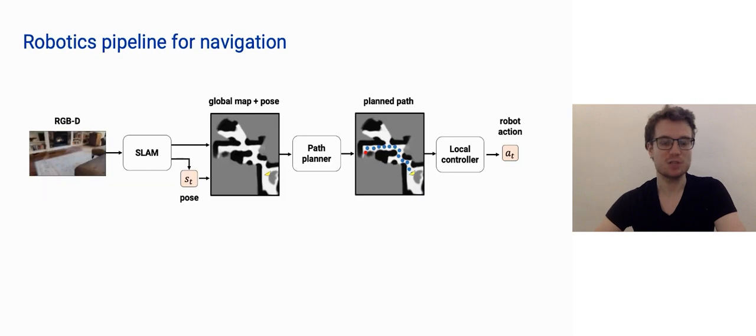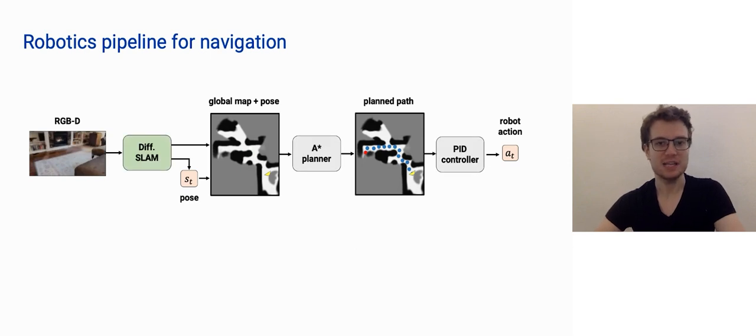Navigation has been studied for a long time in robotics. The typical pipeline starts with a module for mapping and localization, or SLAM, that iteratively constructs a global map and estimates the robot pose on the map. The map is fed to a path planner that finds the path to a goal. And finally, a controller tracks the path, outputting motor commands to the robot. In principle, all these components could be treated as DANs, and we can train them all end-to-end.